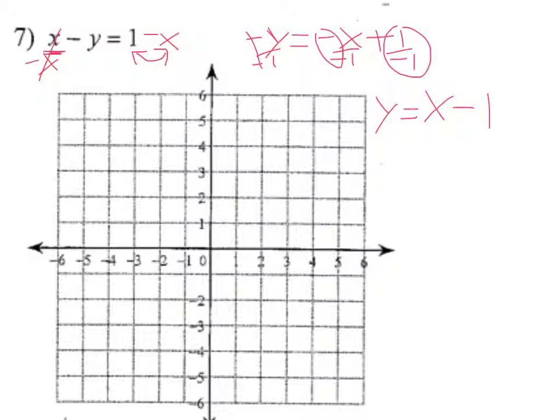Now it's in slope-intercept form. So the slope is this. It's like saying 1x. So I'm going to say m is 1 over 1. B is, excuse me, b is this, the negative 1. Now we're good to go, ready to graph.